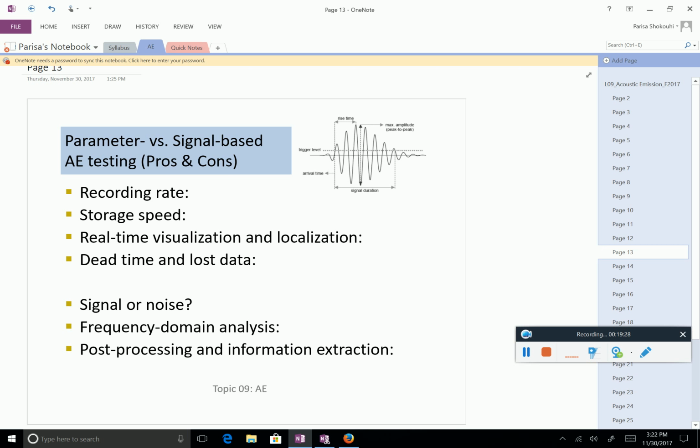And then there are other issues. One we talked about, frequency domain, the difference between signal and noise. How do we find out? And what are the possibilities in terms of post-processing and information extraction? Talk to each other a little bit about that, especially if this is all very new to you. Try to think and try to have the concept settled down.